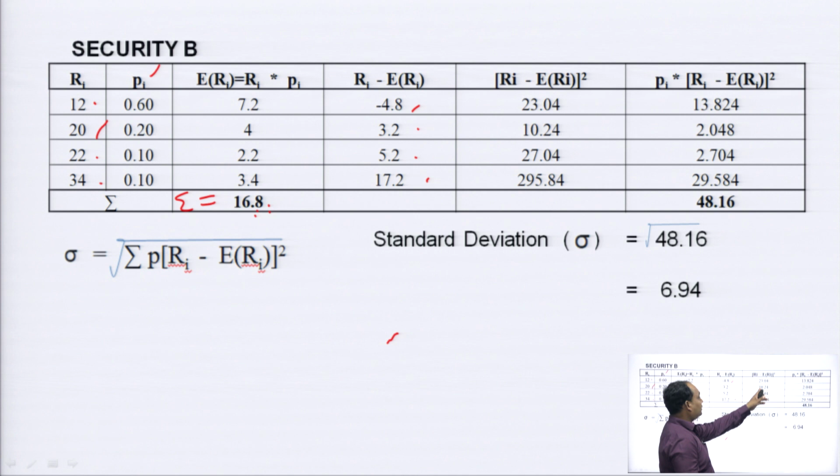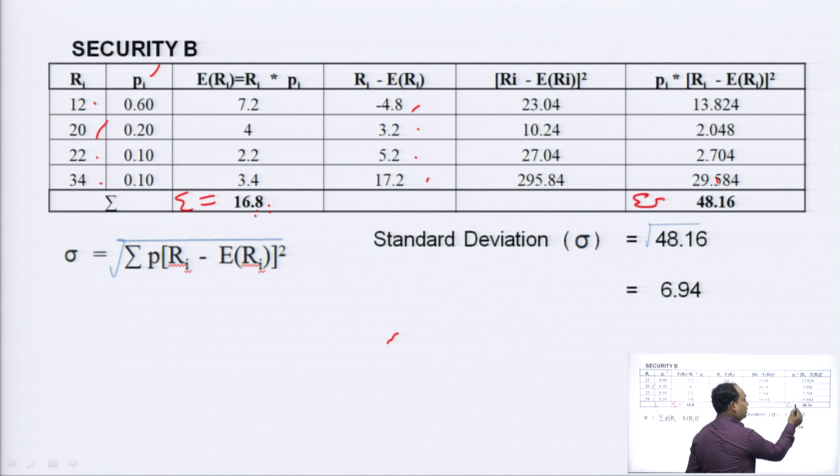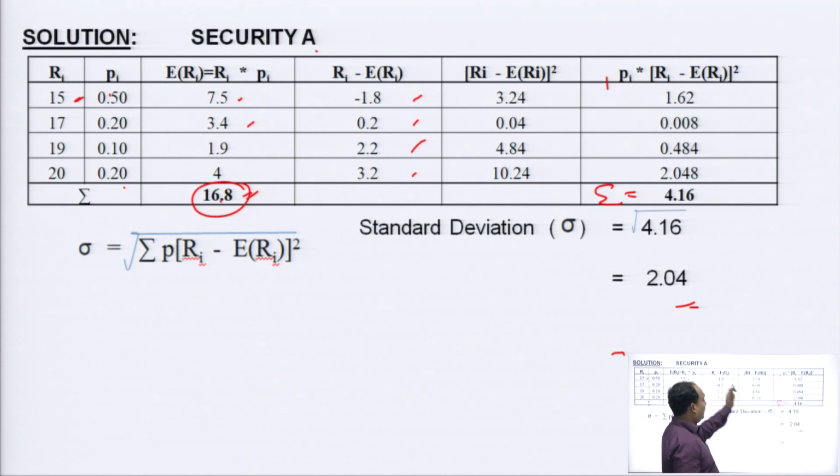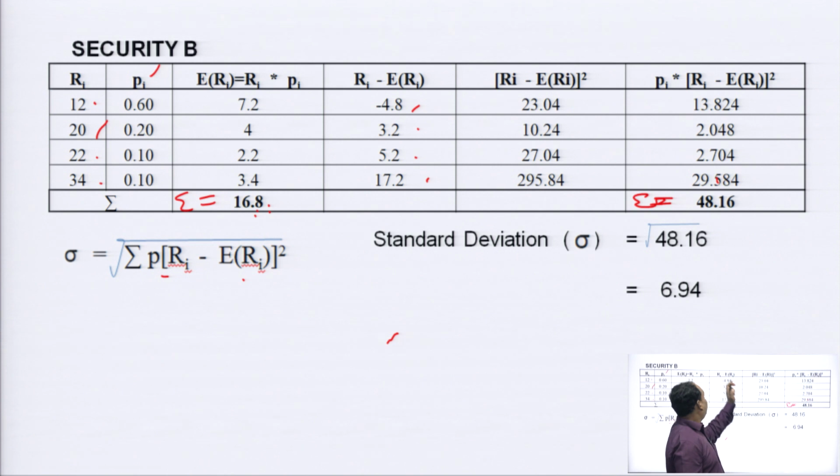Once we multiply the square of the deviation with the probability, we get these figures, and the total of these figures is 48.16. Then, to calculate the standard deviation, we take the square root of the probability multiplied by the square of deviation, which here we calculated as 48.16. The square root is 16.94. Now, the standard deviation of security A is 2.04, and the standard deviation of security B is 16.94.